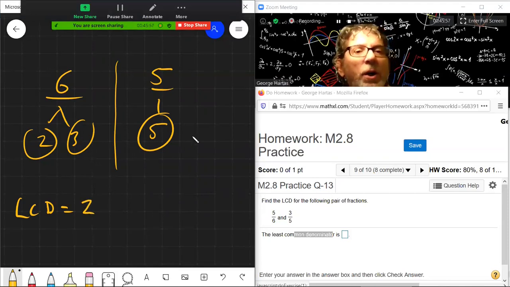1, 3 here, no 3's here. There are more 3's here. Bring the 3 down. 1, 5 here, no 5's here. There are more 5's here. Bring the 5 down. 2 times 3 is 6. 6 times 5 is 30. So 30 is our LCD.